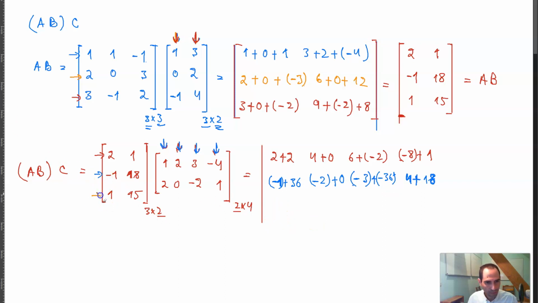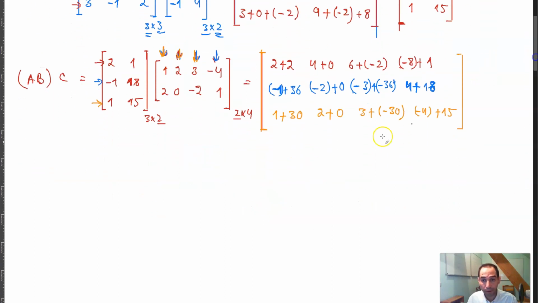Then you have 1 times 1 is equal to 1, and 15 times 2 is equal to 30. Then moving to the second column, 1 times 2 is equal to 2, and 15 times 0 is equal to 0. And then moving to the third column, you have 1 times 3 is equal to 3, and 15 times negative 2 is negative 30. And 1 times negative 4 is equal to negative 4 plus 15. Right, so that is the matrix that we have.